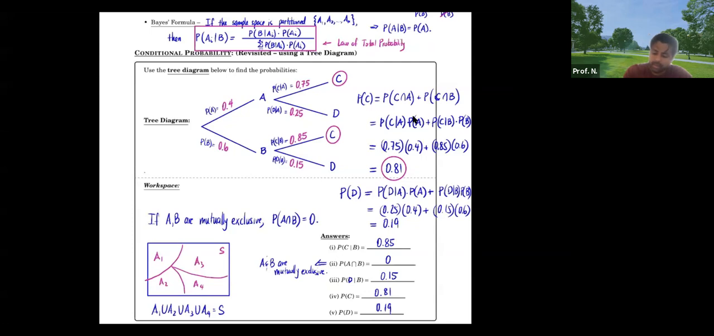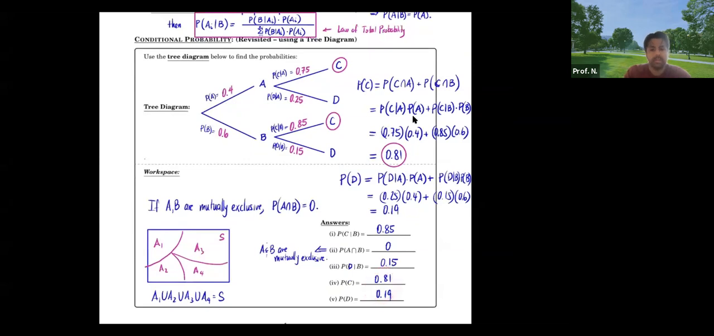And what do you notice about these two probabilities? Well, when you add them up, they give you 1. And that shouldn't come as a surprise, because if C occurs 0.81 of the time, then what is the complement of C occurring? It would be the event D occurring. It's everything that's left over, right? So it would make sense that the probability of the complement of C is 1 minus the probability of C happening. So 1 minus 0.81 would give you 0.19. So we could have also reasoned it that way.